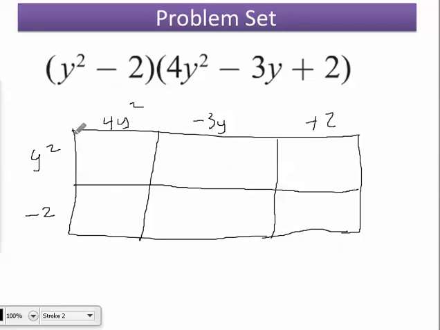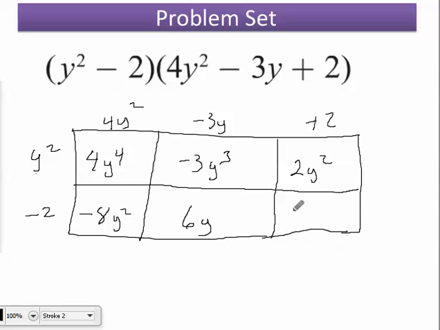I'm going to take the 4y squared times the y squared, and I'm going to get a 4y to the fourth. I'm going to take a 4y squared times the minus 2, and that's going to give me a minus 8y squared. I've got a y squared times a minus 3y. That gives me a minus 3y to the third. And I got a minus 3y times the minus 2. That gives me a positive 6y. And I got 2 times the y squared. That's a 2y squared. And a 2 times a negative 2, that's a minus 4.